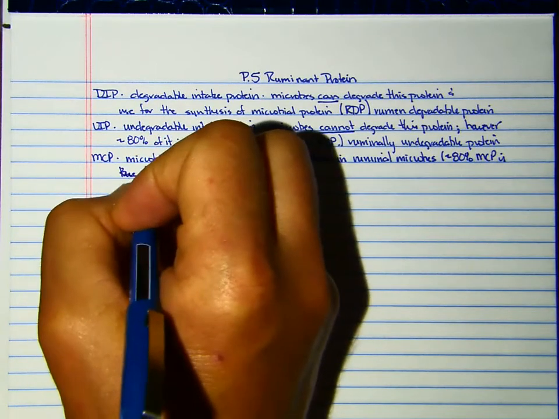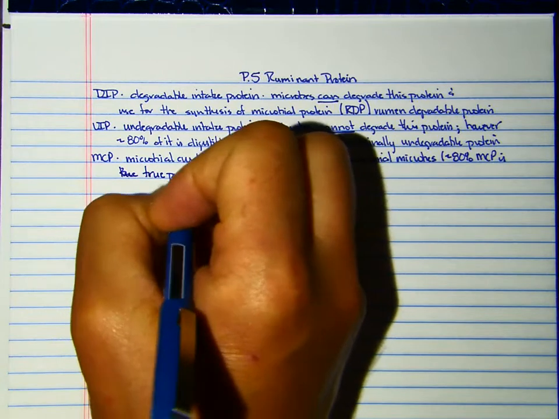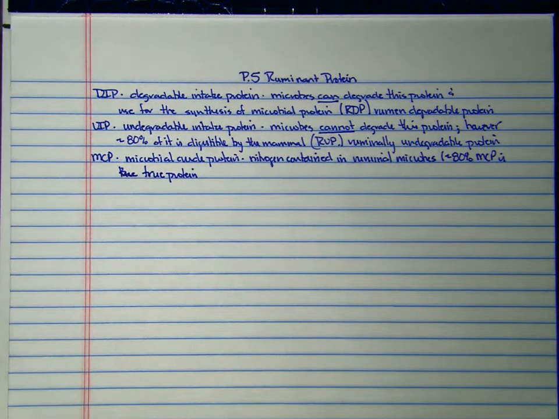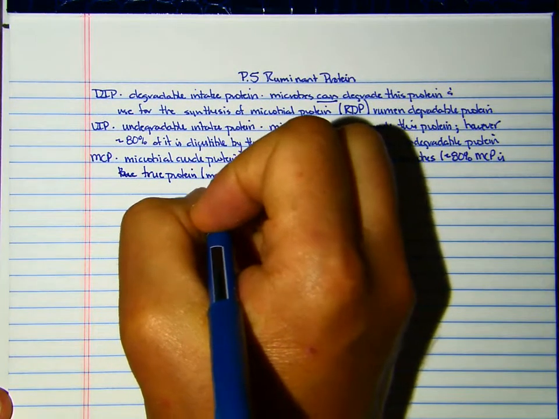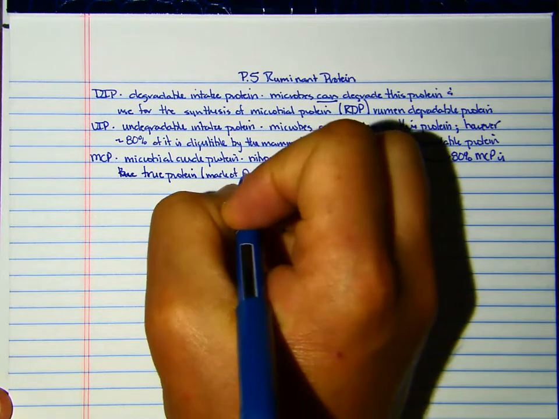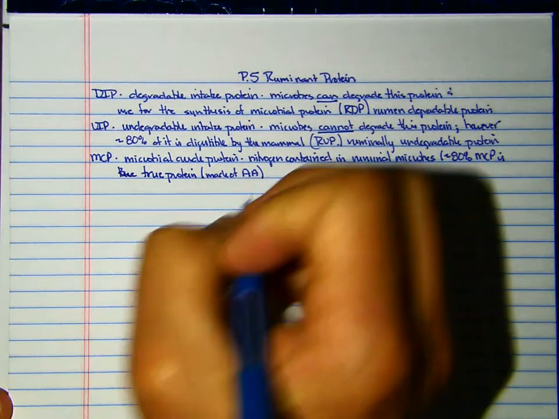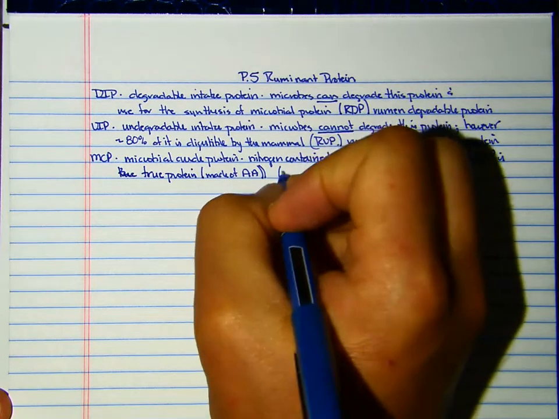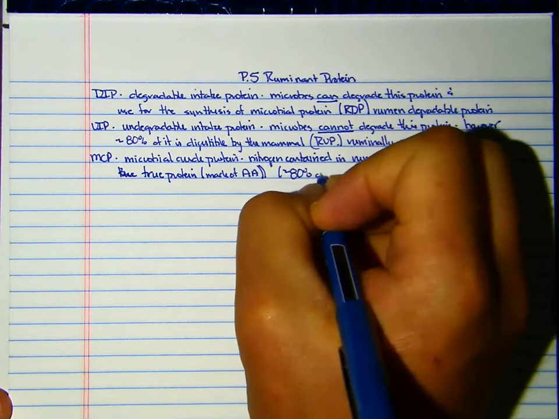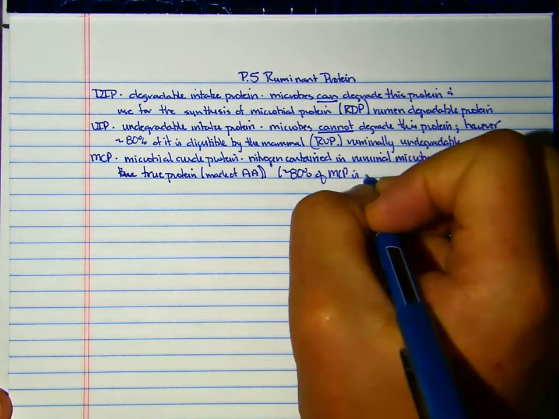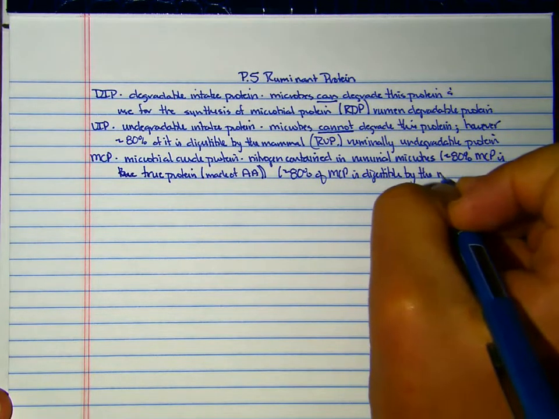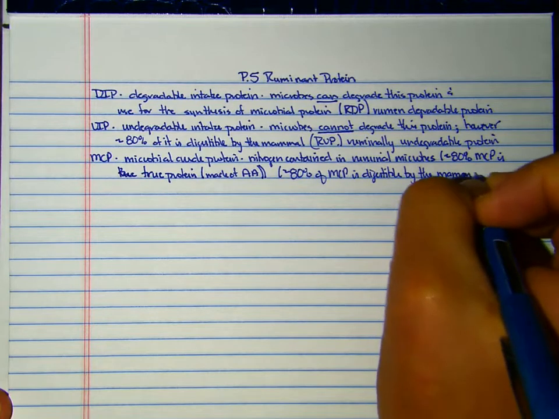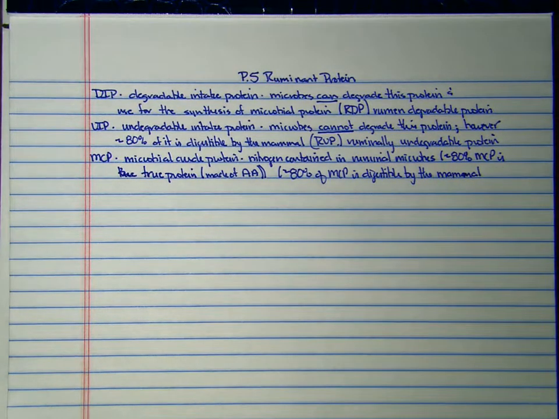Okay, and approximately 80% of MCP is true protein. True protein is just made of amino acids. Also, approximately 80% of MCP is digestible by the mammal. So the cow or the ruminant can digest about 80% of the microbial crude protein that's present.